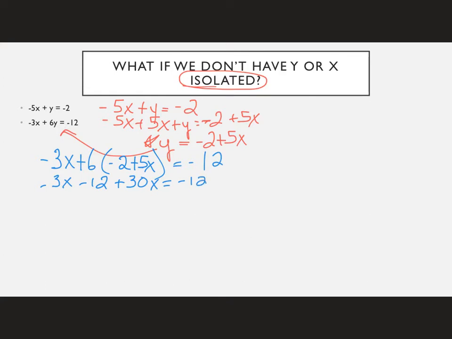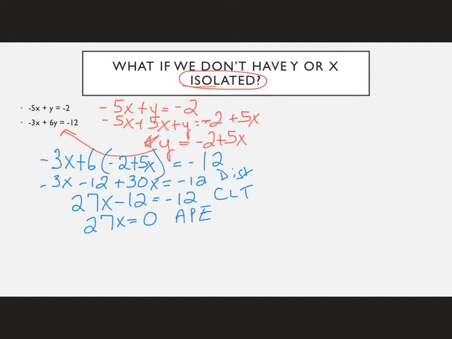So I'm going to combine some like terms. When I do that, I get negative 3x and positive 30x gives me 27x minus 12 equals negative 12. That was combining like terms. This was the distributive property. The next thing we do is add 12 to both sides. That gives me 27x equals 0. Then when I divide by 27, I get x equals 0.